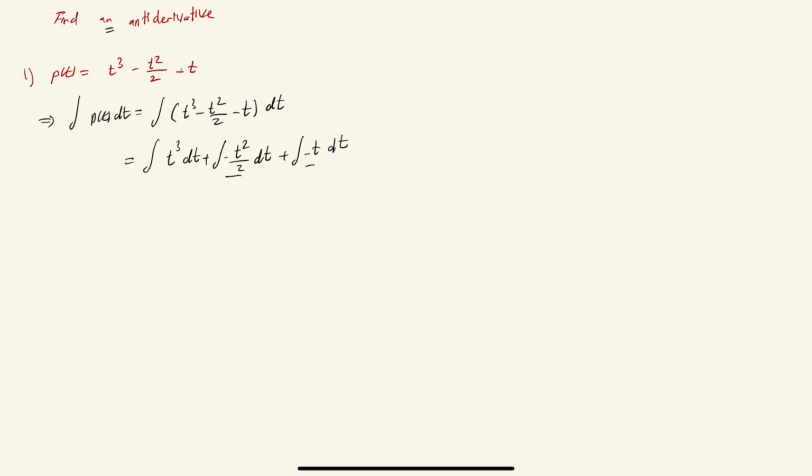Here, note that we have a multiple constant for the second integral and the third integral, so we're going to pull that constant out of the integral. Now we are ready to integrate. So here I'm going to use the integral of t to the n dt is equal to t to the n plus 1 over n plus 1, and then plus c.